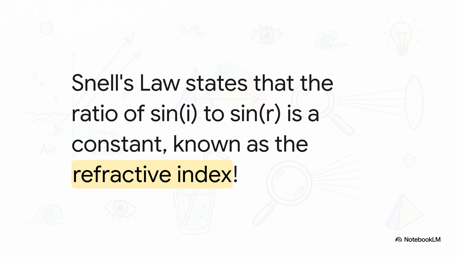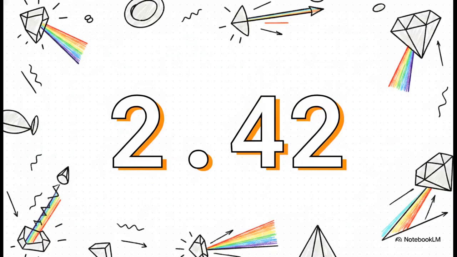Basically, you can think of this refractive index as a measure of speed. It compares the speed of light in a complete vacuum to its speed in that specific new medium. So, if a material's refractive index is really high, it means the medium is very dense and light is going to travel incredibly slowly inside it. For example, look at this specific number, 2.42.